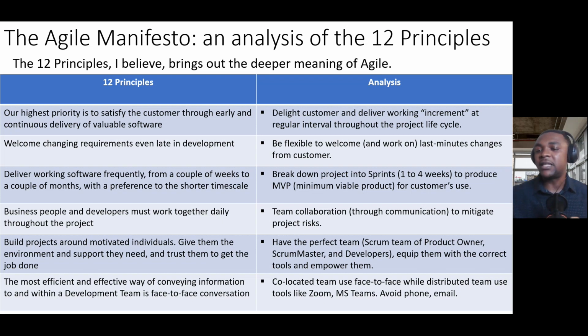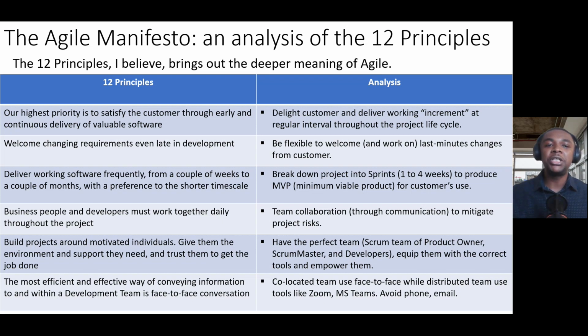The emphasis there is delighting the customer, right? Every customer wants to be happy. And there's a difference between a happy customer and a delighted customer. A delighted customer is on another level. We want to make the customer happy. We want to make our customer delighted. And how do you make sure you do that? By producing a working increment iteration. So the customer is the priority there.